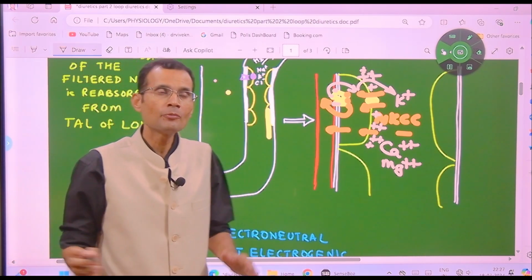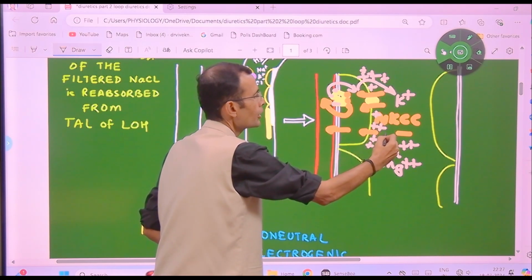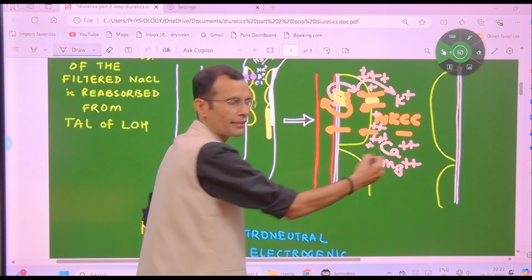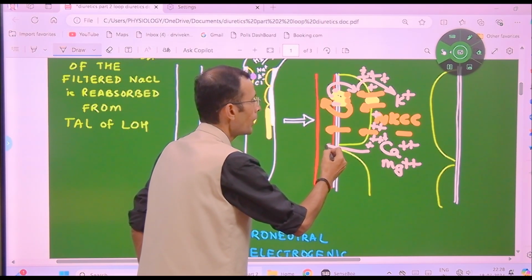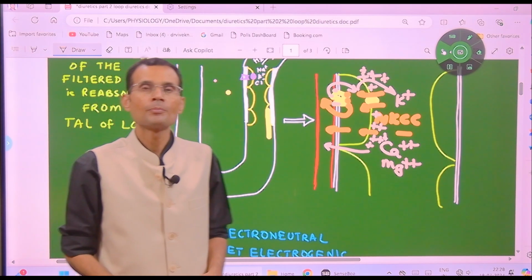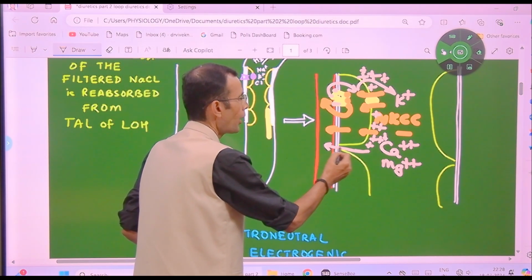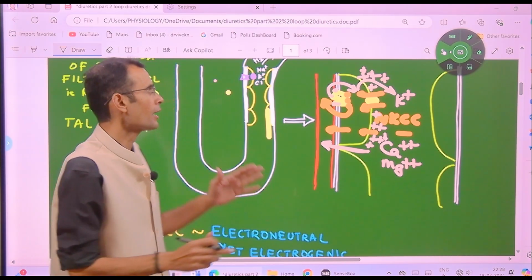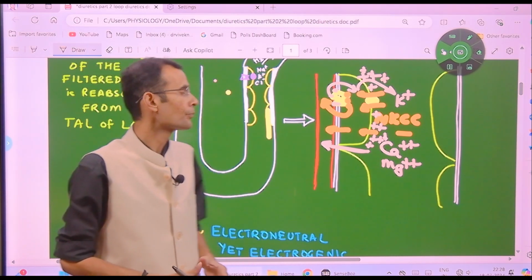Calcium and magnesium will be driven because there is a positive potential in the tubular lumen. So these cations are driven out by the electrochemical gradient via a paracellular pathway. The points to be remembered are that calcium and magnesium are reabsorbed from the thick ascending limb of loop of Henle, point number 1.